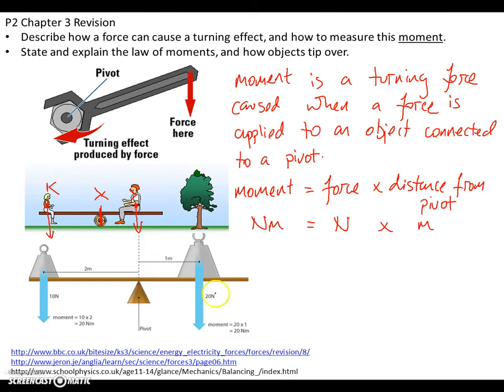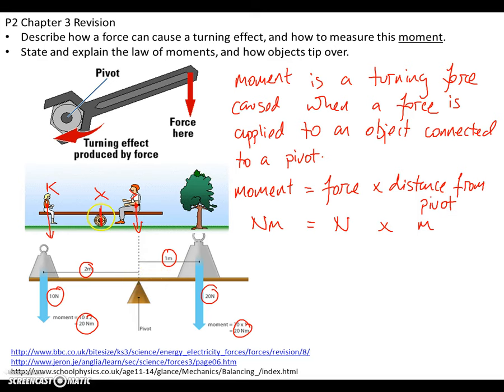An example is given here. We've got a weight of 20 newtons and a distance of 1 meter, so 20 times 1 is 20 newton meters. Equally on this side, we've now got a weight of 10 newtons, but a distance of 2 meters, and therefore the moment in this case is 20 newton meters. So we've got a moment acting downwards on the right and downwards on the left, and because these moments are the same, 20 newton meters in both cases, we have a nice balanced situation.